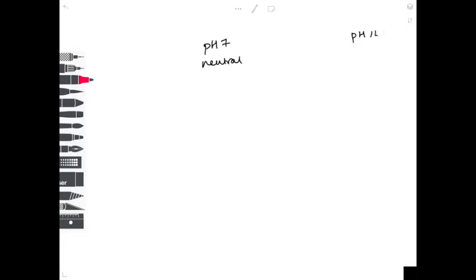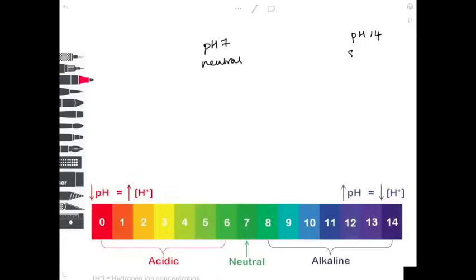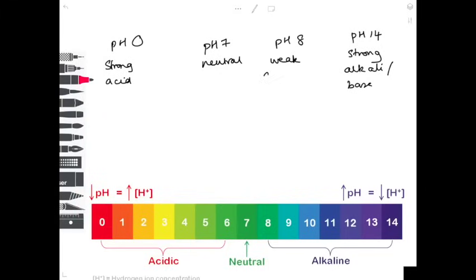A pH of 14, which is one end of the pH scale, will be a very strong alkali or base. A pH of 0 will be a very strong acid. And then you have the intermediate values, so pH 8 will be a weak alkali or base. A pH of 6 will be a weak acid.